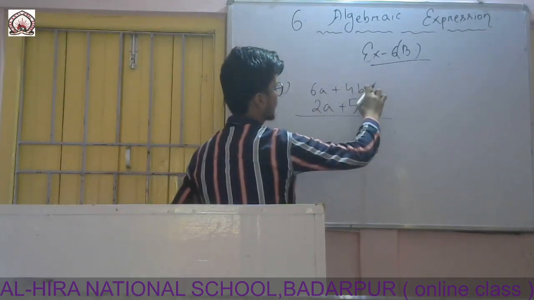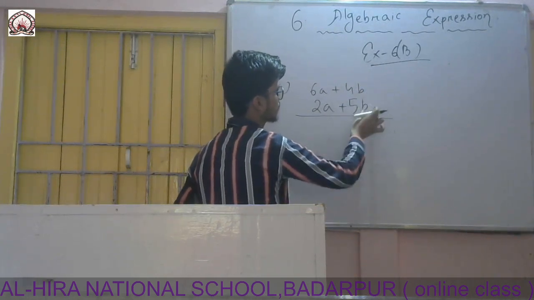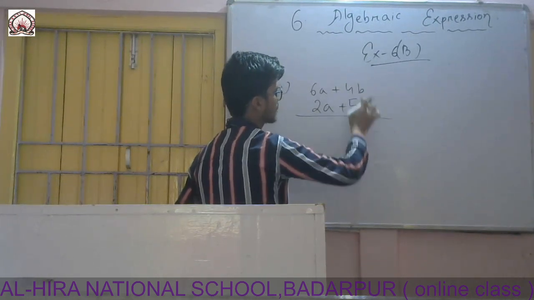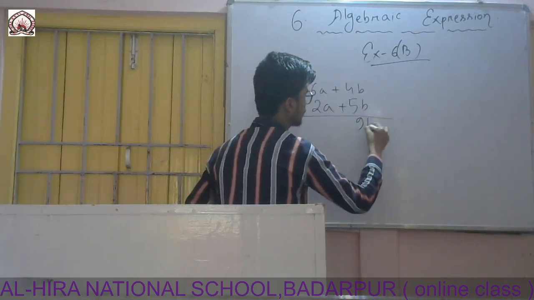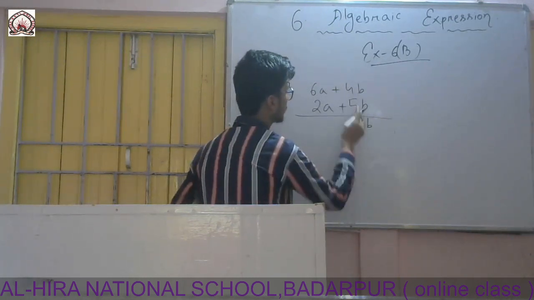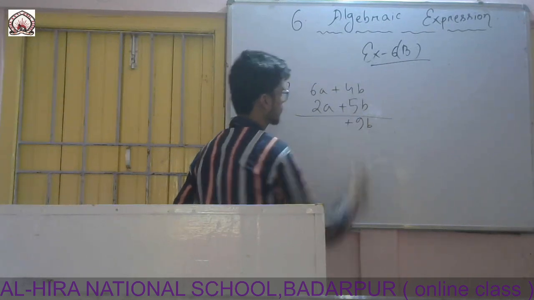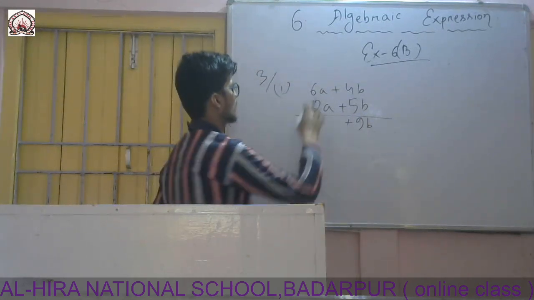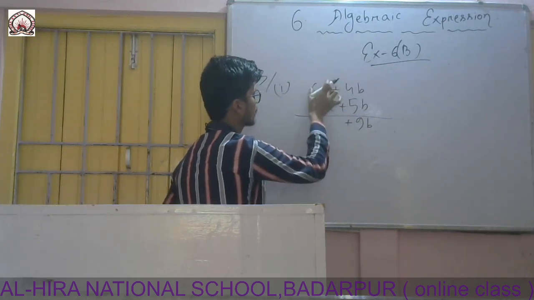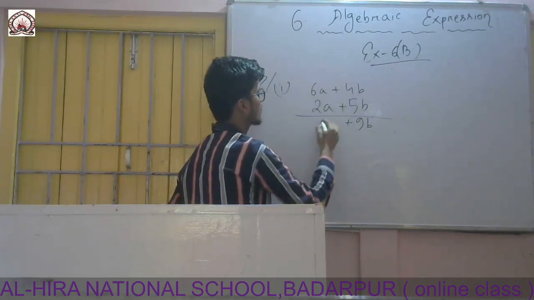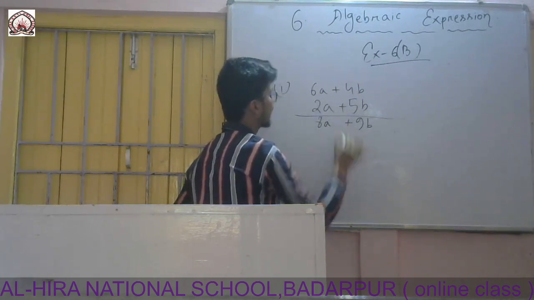You see, this one has the variable b, this one also has the same variable. So I can add these two. Plus plus is plus, 5 and 4 is 9, and the variable will be b. In the middle, which one is greater? 5. 5 has a positive sign, so I will put plus. And again 6 plus 2, there also the variable is same, both of them are like terms. So 6 plus 2 is 8, and then a.